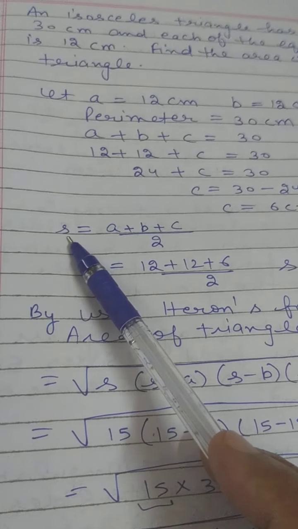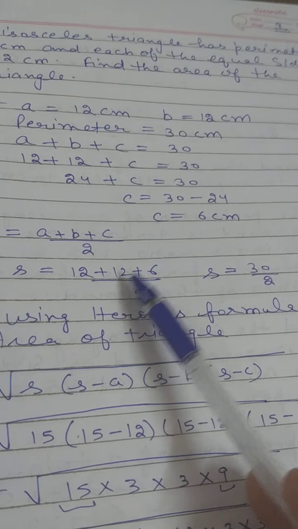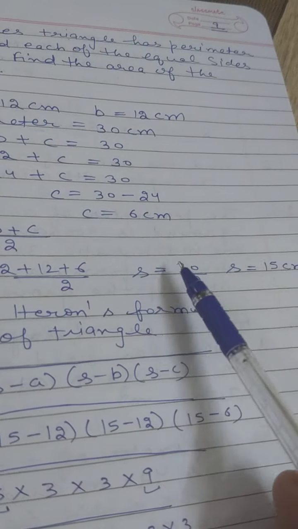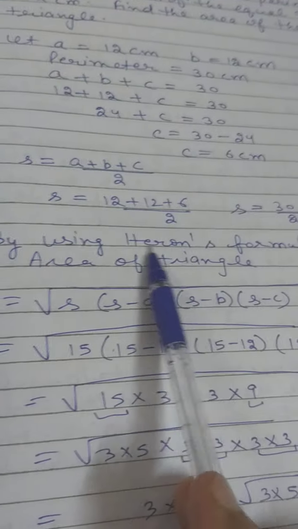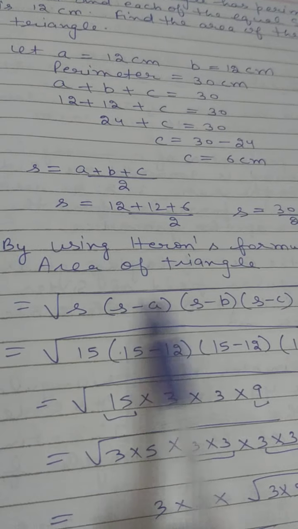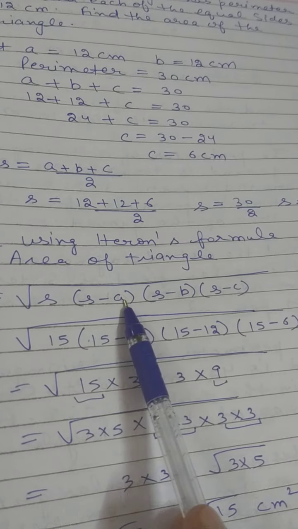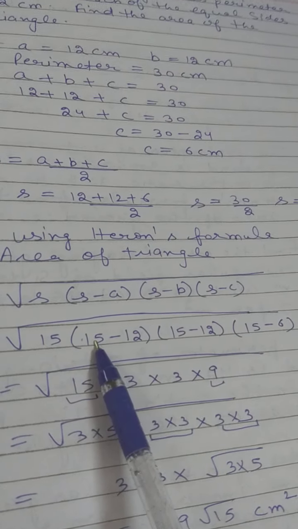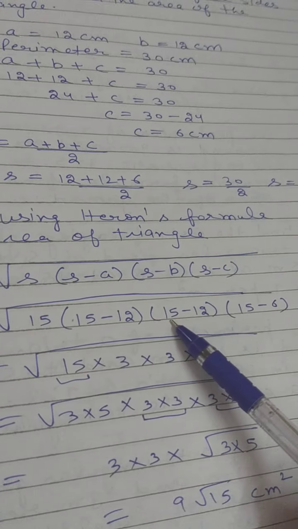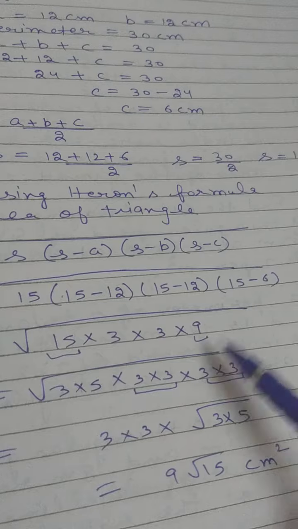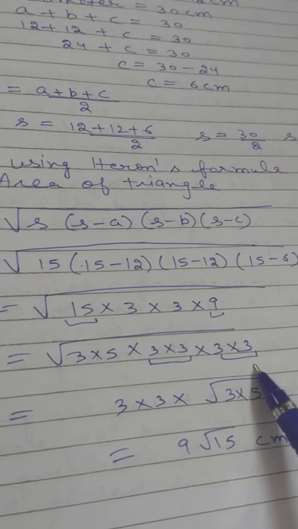Now S, that is the semi-perimeter, is (a plus b plus c) by 2, which is (12 plus 12 plus 6) by 2. 12 plus 12 is 24, 24 plus 6 is 30, by 2. 30 divided by 2 gives 15. Therefore S equals 15 centimeter. Now by using Heron's formula, the area of the triangle is the square root of S(S minus a)(S minus b)(S minus c). S is 15, a is 12, b is 12, c is 6. 15 minus 12, 15 minus 12, 15 minus 6. 15 as it is, 15 minus 12 is 3, 15 minus 12 is 3, 15 minus 6 is 9. We can write 15 as 3 into 5, 3 as it is, 3 as it is, and 9 as 3 into 3.